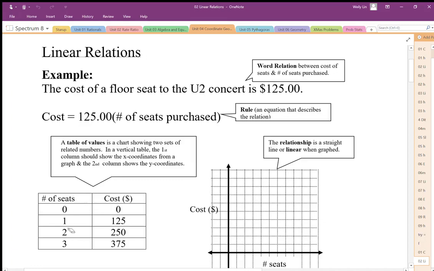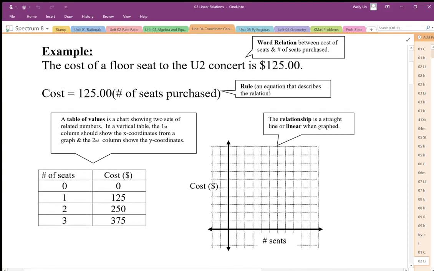So our independent variable is going to be the x variable. The independent variable is the number of seats. That's what we call the independent variable. The dependent variable is the cost, because the cost depends on the number of seats we've purchased. So this is our independent variable x. This is our dependent variable, which goes on the y.